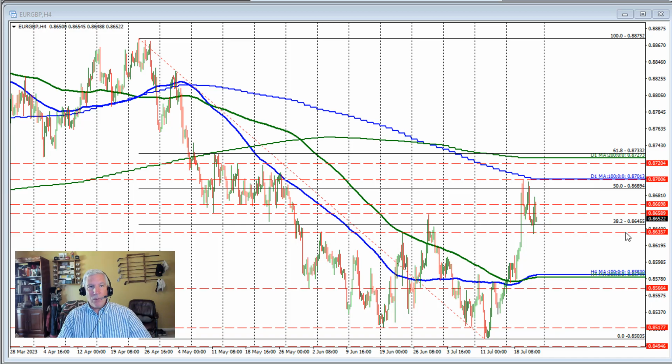So where are we now? Well, we're currently trading at 86.52. We're just above the 38.2% retracement level. We could see that level is going to be a level of importance. Also, the corrective low that we saw off of those highs came down to a level that's somewhat important, I'll call it, at 0.86357.